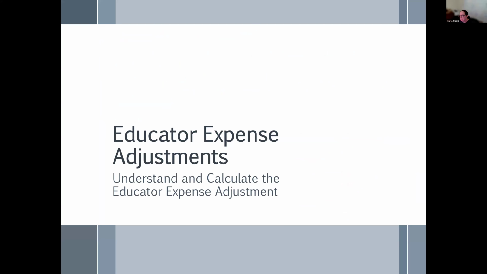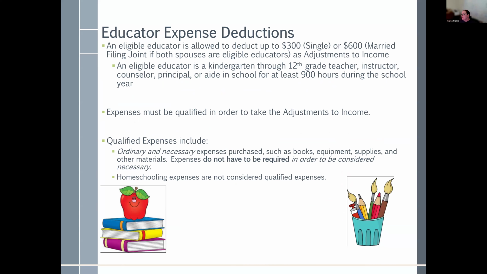All right, so let's talk about some of these adjustments in more detail. Educator expense deductions for 2025, now this changes for 2026, but for 2025, this is still the old rule. Basically, an eligible educator is allowed to deduct up to $300, or $600 if they are both eligible, as an adjustment to income. So this is for somebody that is in K to 12 as a teacher, instructor, counselor, principal, or aide, and they worked in that job for at least 900 hours during the school year.